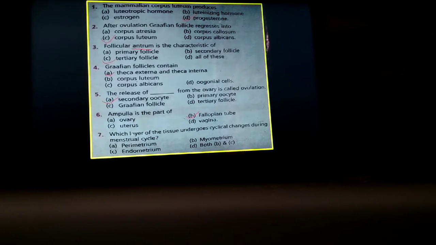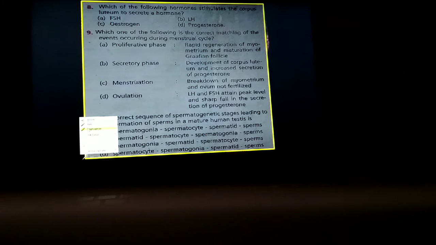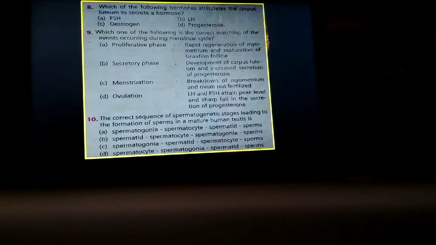Question number 7, which layer of the tissue undergoes cyclical changes during the menstrual cycle? So the right answer is option C, that is the endometrium layer. Question number 8, which of the following hormones stimulates the corpus luteum to secrete a hormone? So it is luteinizing hormone. Option B is the correct answer, which stimulates the corpus luteum to produce progesterone.